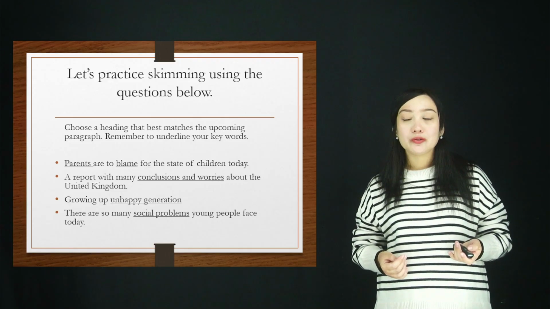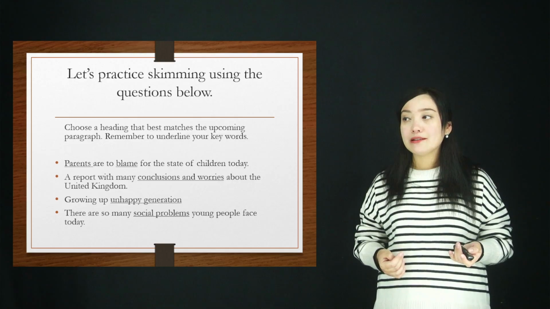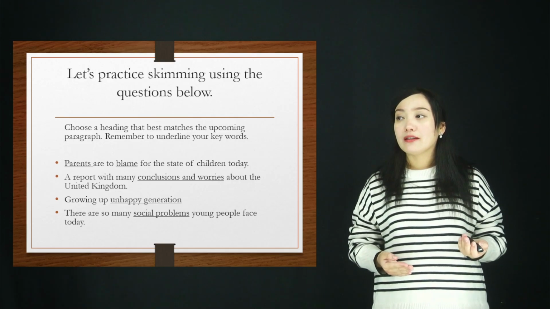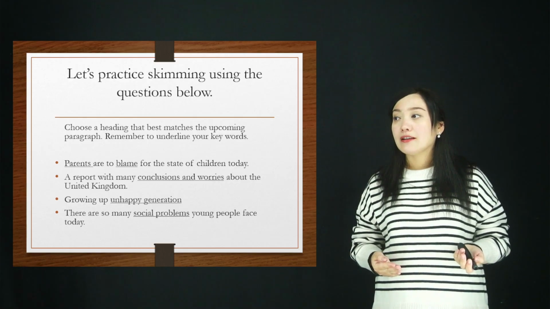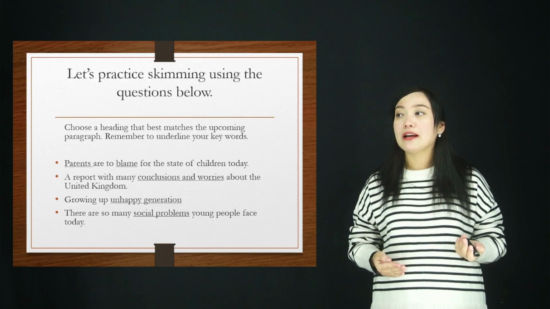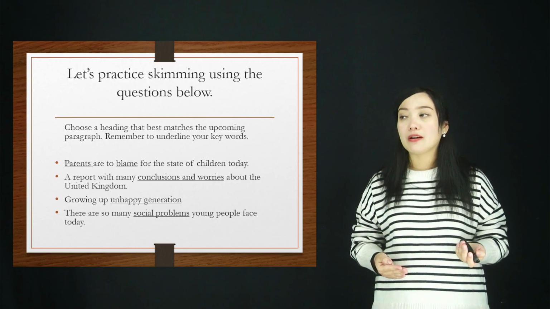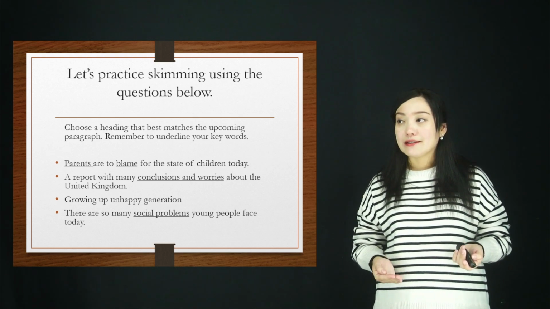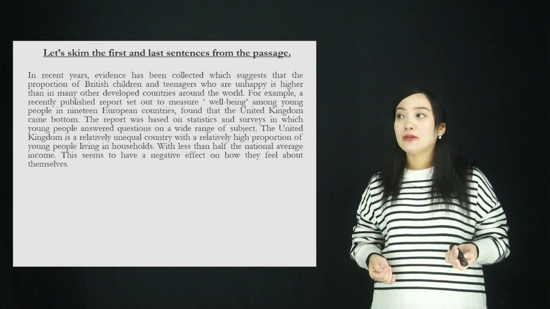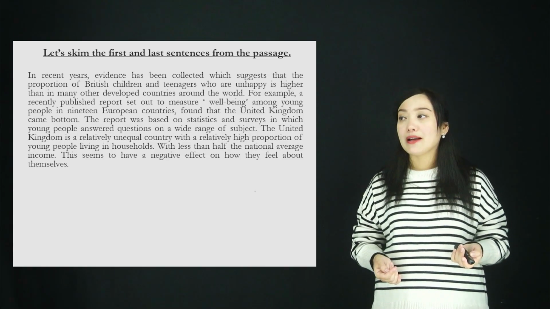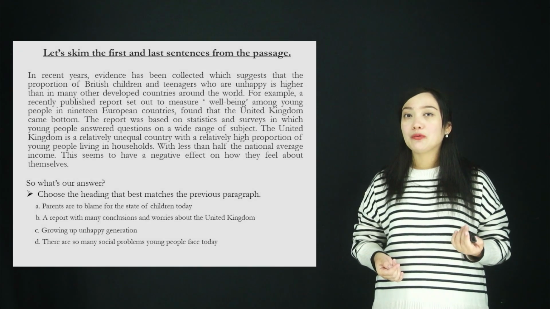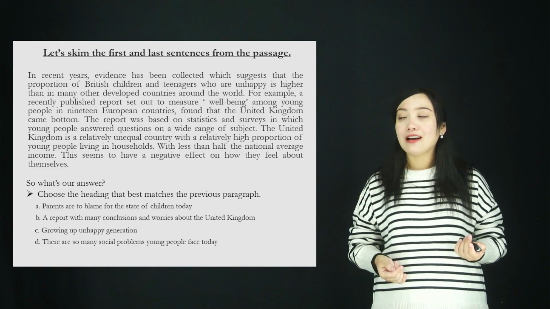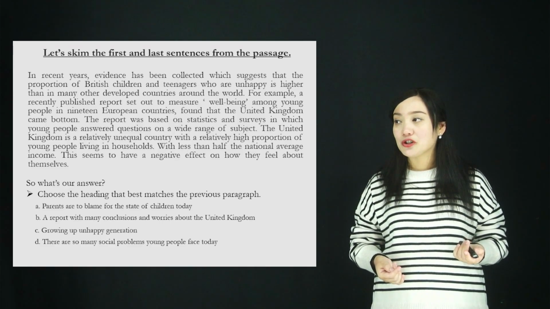We have two keywords. They are conclusions and worries, and you should underline these words. And unhappy generation and also social problems are also key words in the sentences. So let's skim the first and last sentences from the passage. And now you can read this passage and try to find the true answer for this question.